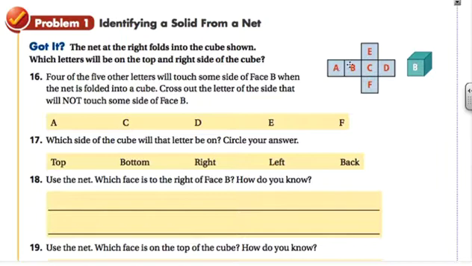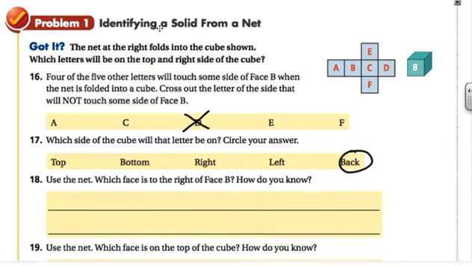Well, we can see that A touches, C touches, F will be the bottom, so it will touch, E will be the top, and it will touch. But the only one that doesn't touch is the side that's all the way opposite side B, which is side D. So we're going to cross out the one that doesn't touch, which is side D. Which side of the cube will that letter be on? Well, we already said that is on the back side, so we're going to circle that answer.